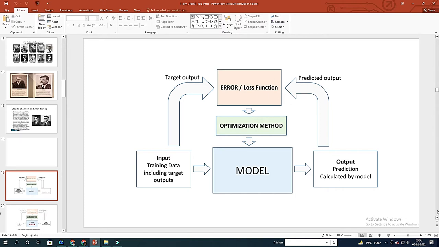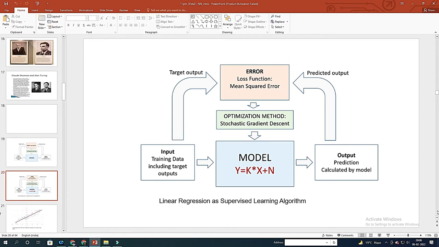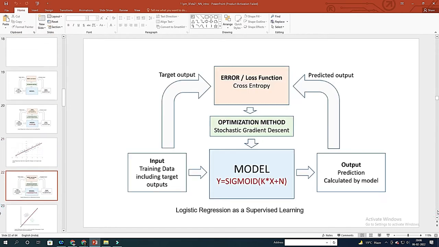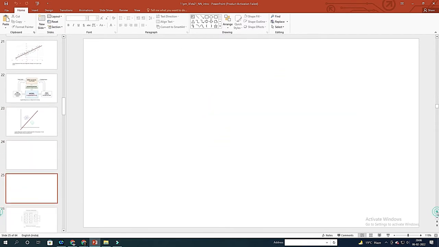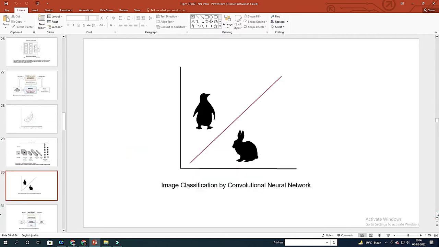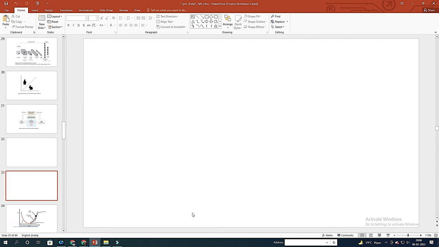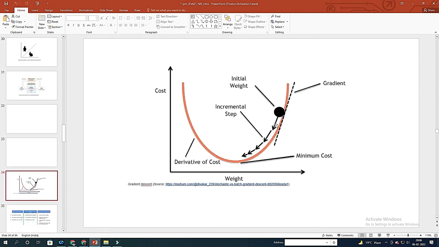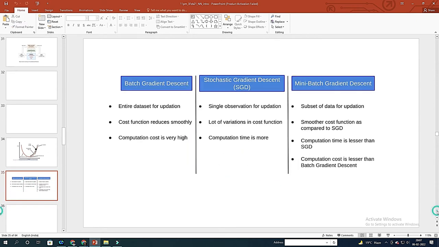Can Praveen answer? This is error we are not discussing. This is the cross entropy method, and what are the different methods. My question is this one. Yes, just a minute. My question is about the various gradients, stochastic gradient, which one? Yeah, this is my question.